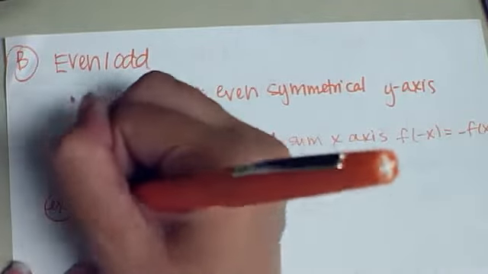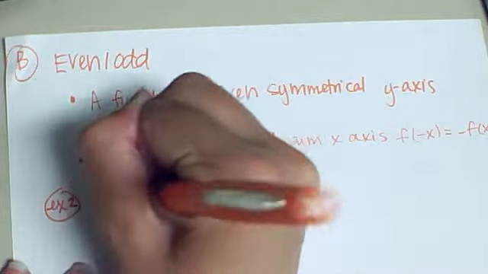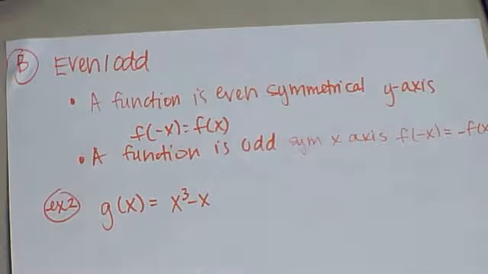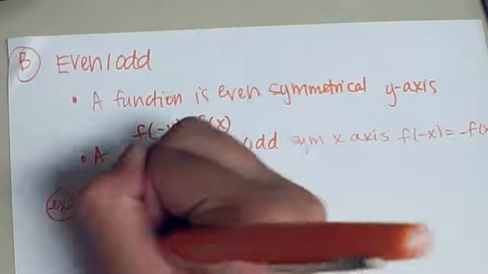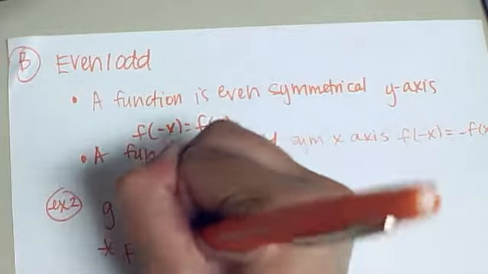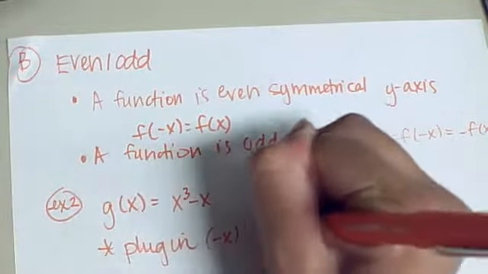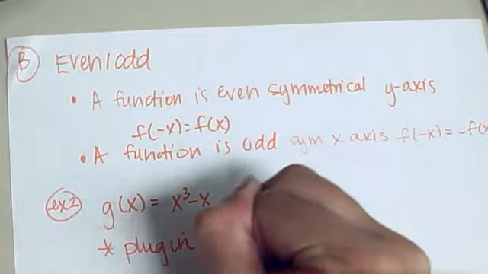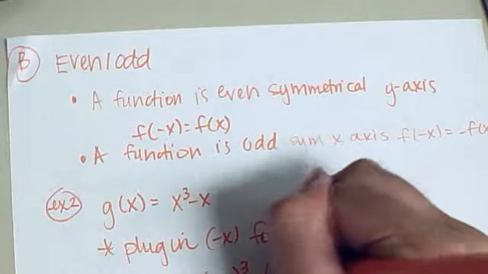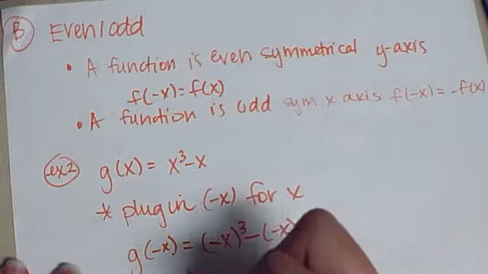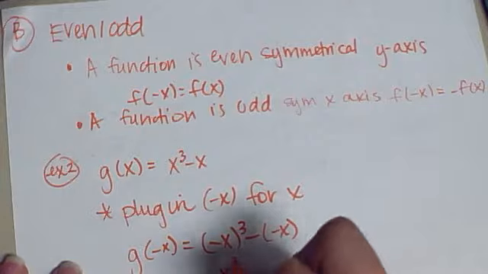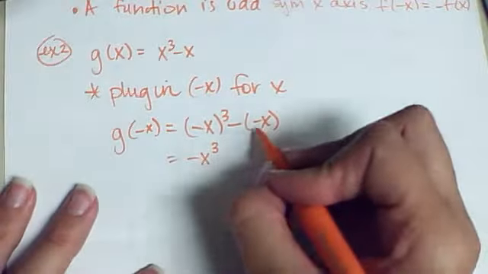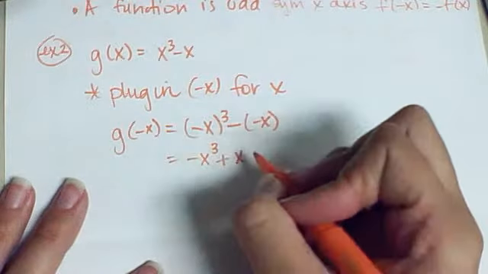Example 2. So we've got g of x equals x to the third minus x. We're going to plug in negative x for x. We're going to do that every time. So g of negative x, I do negative x to the third minus negative x. And let's just test. Okay, negative x to the third would remain negative. Anything to the third power keeps its sign or retains its sign. And then I've got a negative negative, so I've got plus x.